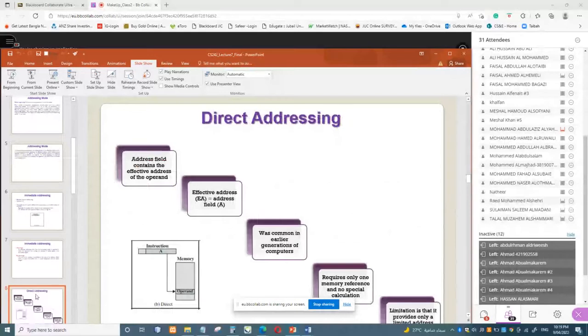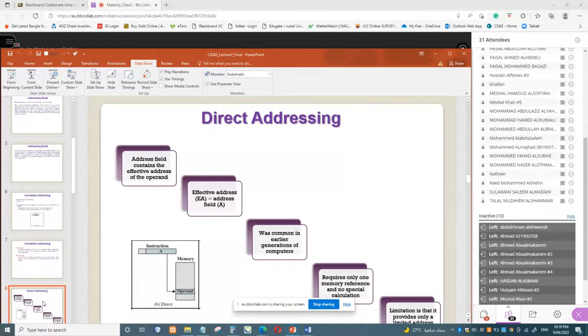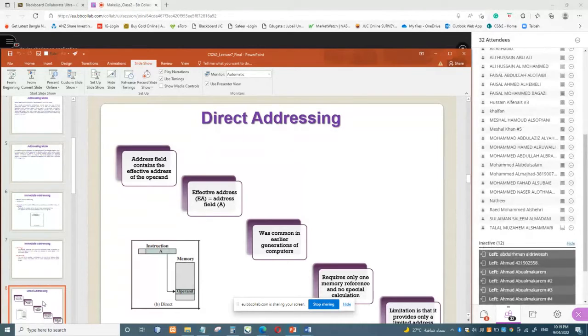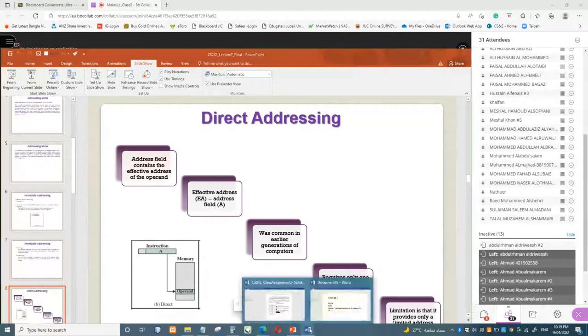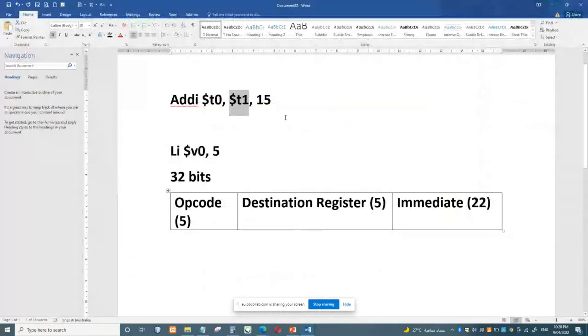The second addressing mode is called direct addressing, and this direct addressing used to be used a long time before, 50, 60 years back, when we used to have a very small memory. At that time, direct addressing was very appropriate, but nowadays it is not at all appropriate, because in direct addressing, your instruction itself will contain the address of the memory location. In fact, in MIPS, we don't have any instruction like that.